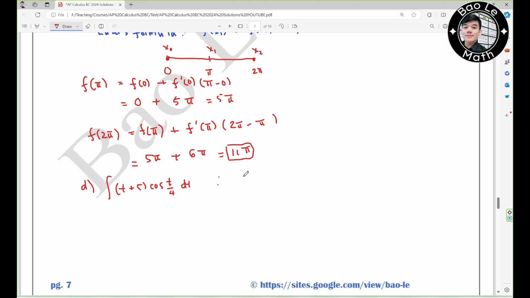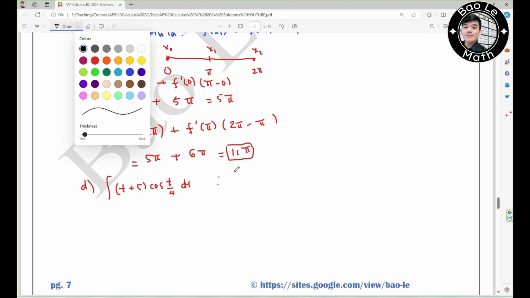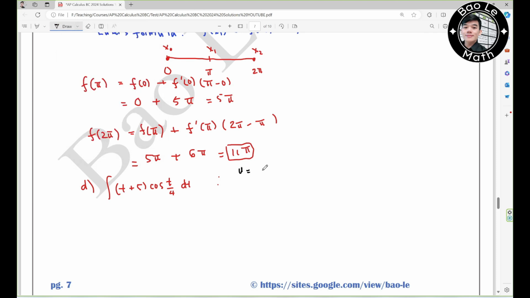Alright, so you just let u equals t plus 5. So we have du is going to be dt. Right? dv equals cosine of t over 4 dt. And then v is going to be, alright, so we have the formula, recall.